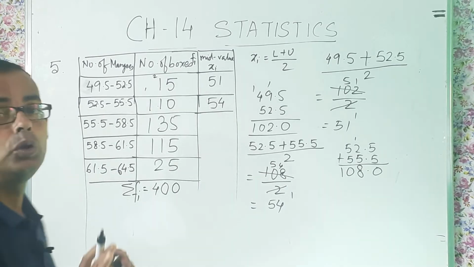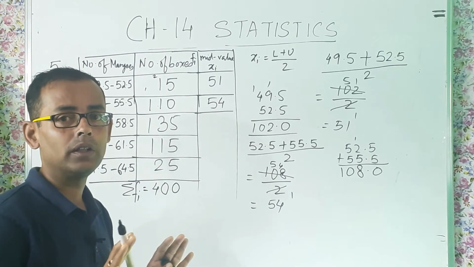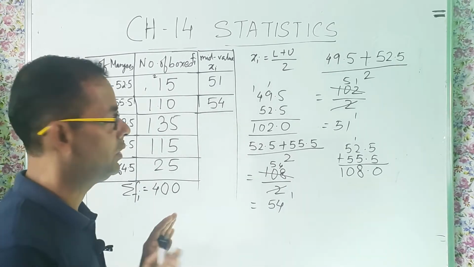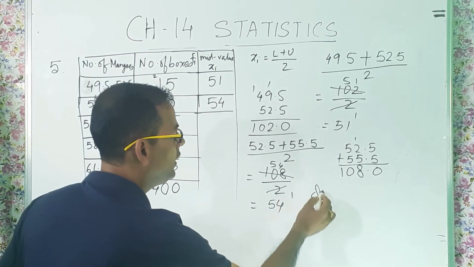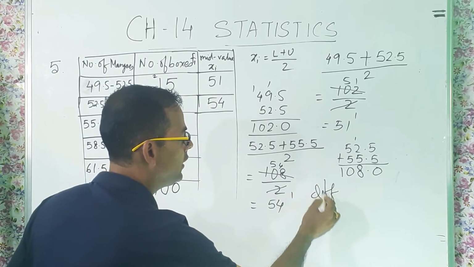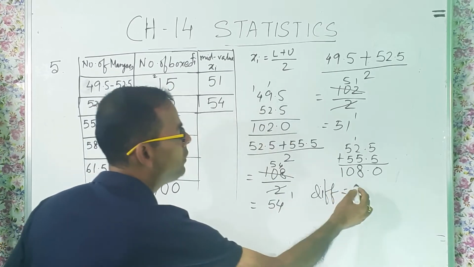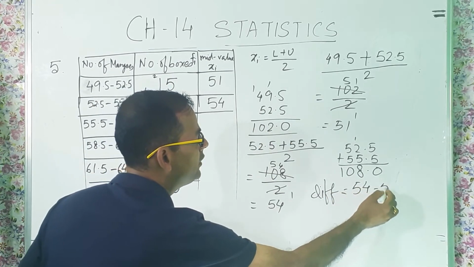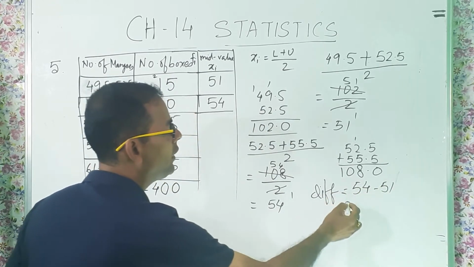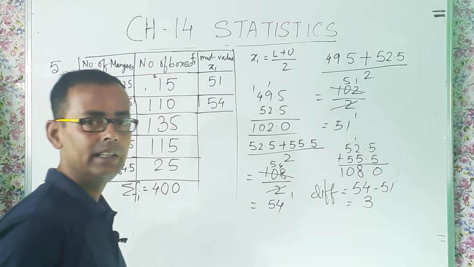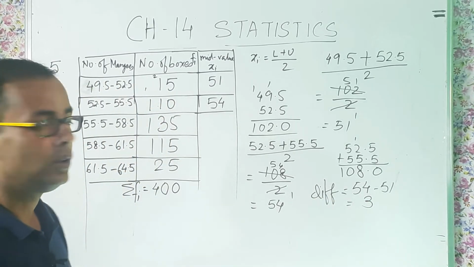Then I told you no need to do any more rough work. We do not need any rough work now. Now, we will find out the difference. Okay. So, the difference of these two is what? Which is big? 54 minus 51. So, 54 minus 51 is what? 3. So, 3 difference. Okay.